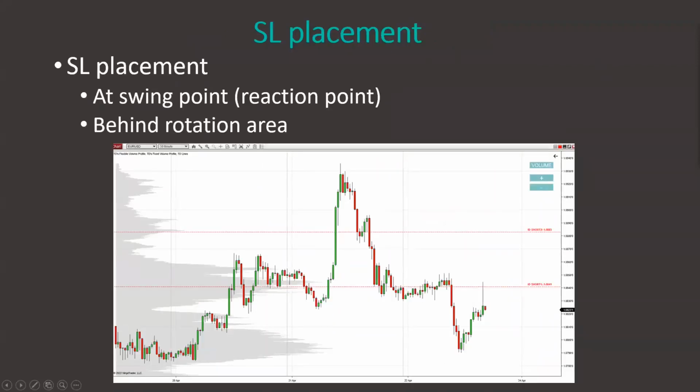Now, let me talk a bit about stop loss placement. Basically two rules to follow. You place your stop loss at a swing point and behind a rotation area. Now, let me demonstrate this.